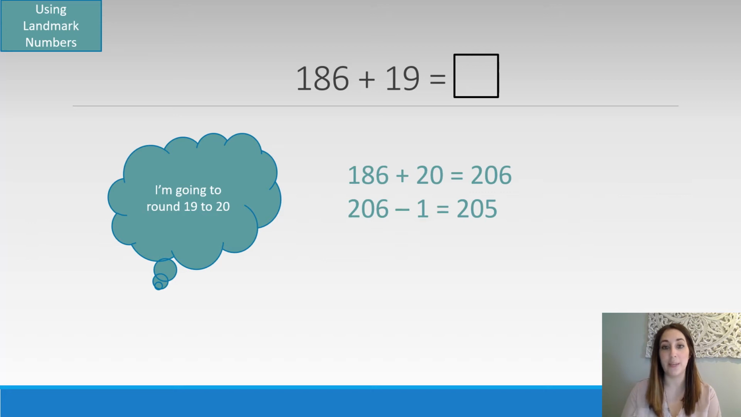I could also have skip counted by tens, such as 186 plus 10 is 196, and then 196 plus 10 is 206. Now remember, I added 1 at the start in order to make 19 an even 20, so now I have to subtract that 1. 206 minus 1 equals 205. My final answer is 186 plus 19 equals 205.